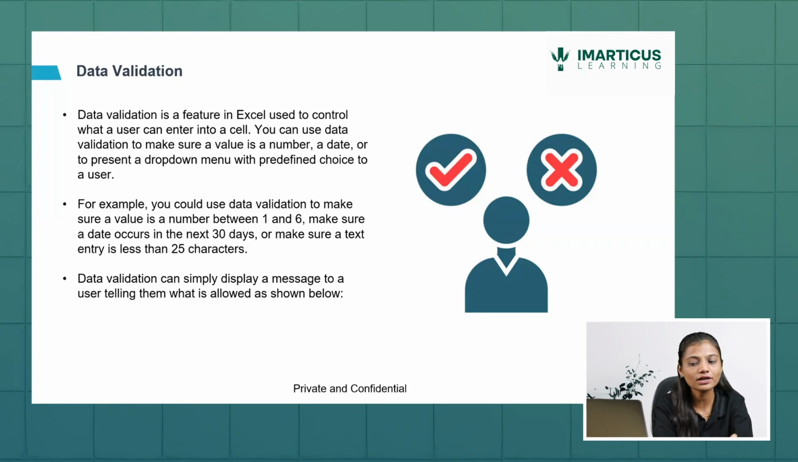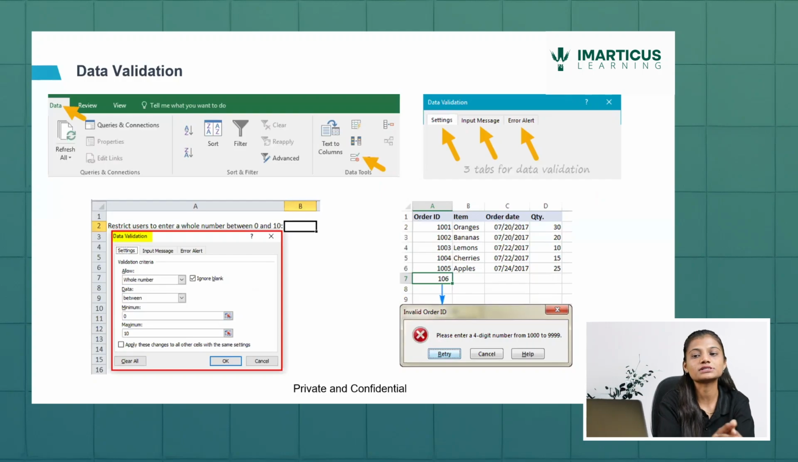25 characters or anything. Now data validation can also display an error message, a warning or some input guidance, telling and specifying to the user what the restriction is which is applied to these cells.